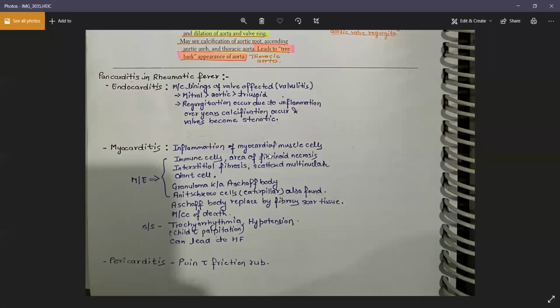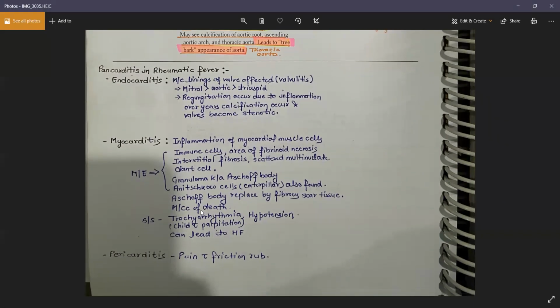When you do the biopsy of the patient for the myocarditis in case of rheumatic fever, what you will see is the granuloma. And the granuloma in case of rheumatic heart disease is known as the Aschoff body. Very important. The granuloma is known as the Aschoff body. It has some special type of macrophages which are known as the Aschoff cells, and they have a caterpillar-shaped nucleus in them. Finally, this Aschoff body will be resolved and will be replaced by fibrosis and scar tissue.